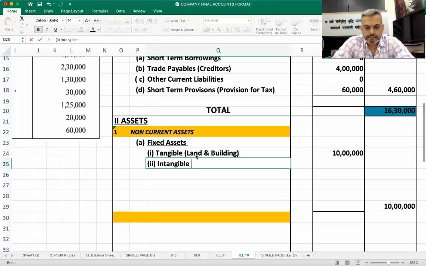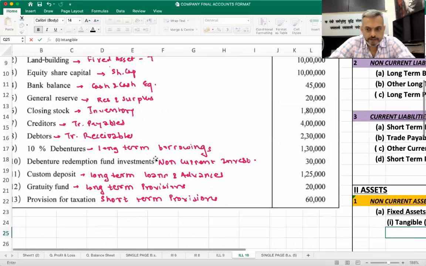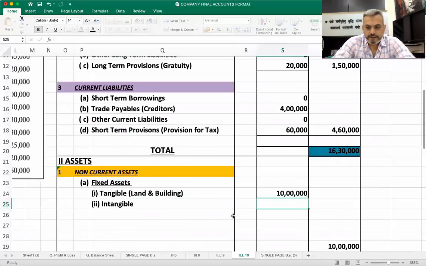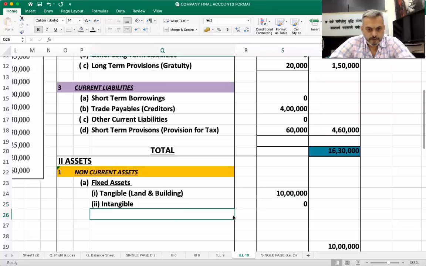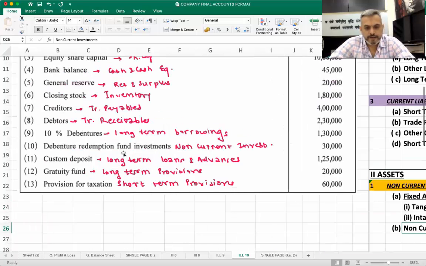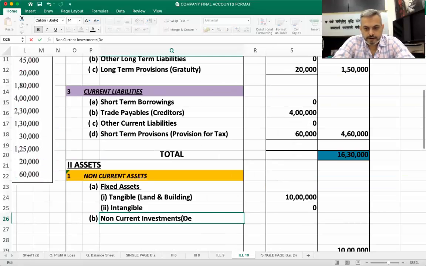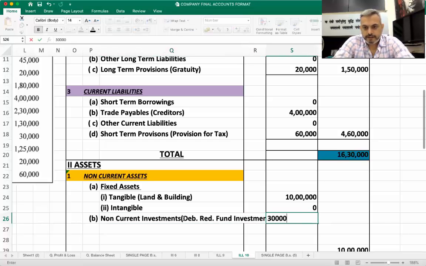Intangible. Now do we have anything in intangible? Just go through it. I don't think so. So intangible, nothing, so 0. B, non-current investments. Let's check out non-current investment. Debenture redemption fund investment, 30,000. Debenture redemption fund investment, 30,000.